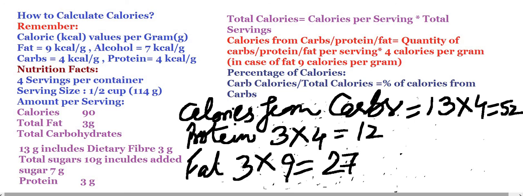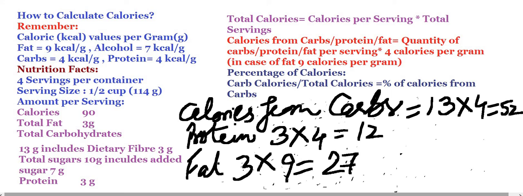To repeat, calories from carbs is 13 gram multiplied by 4, which is 52 calories from carbs. From protein, 3 gram multiplied by 4 calories per gram, 12 calories. Fat, 3 gram multiplied by 9 calories per gram, so 27 calories.